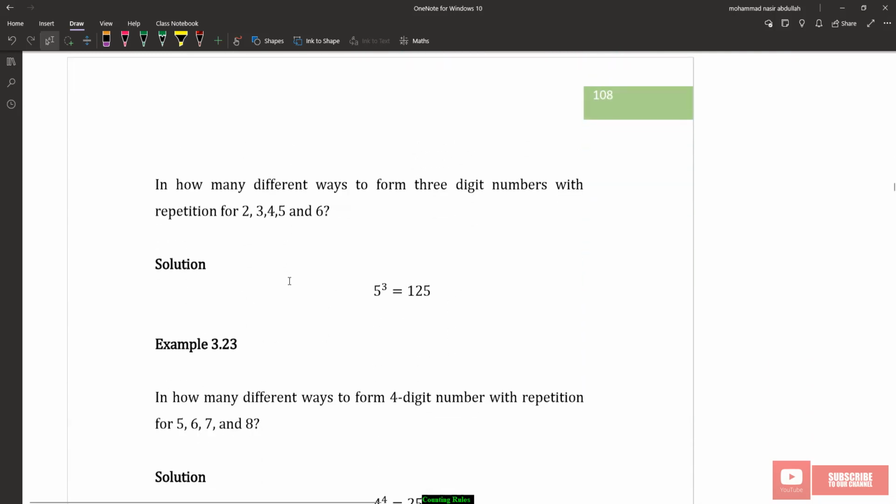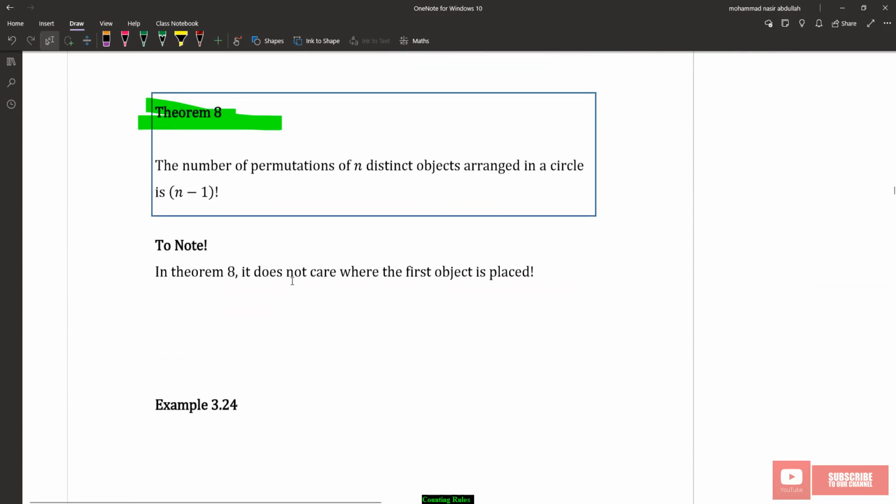Now let's look at theorem number 8. Theorem number 8, the number of permutations of n distinct objects. If you notice, from theorem number 1 until theorem number 8, only in theorem number 5 are we talking about repeated objects. All the others are distinct objects. So theorem number 8, the number of permutations of n distinct objects arranged in a circle is n minus 1 factorial.